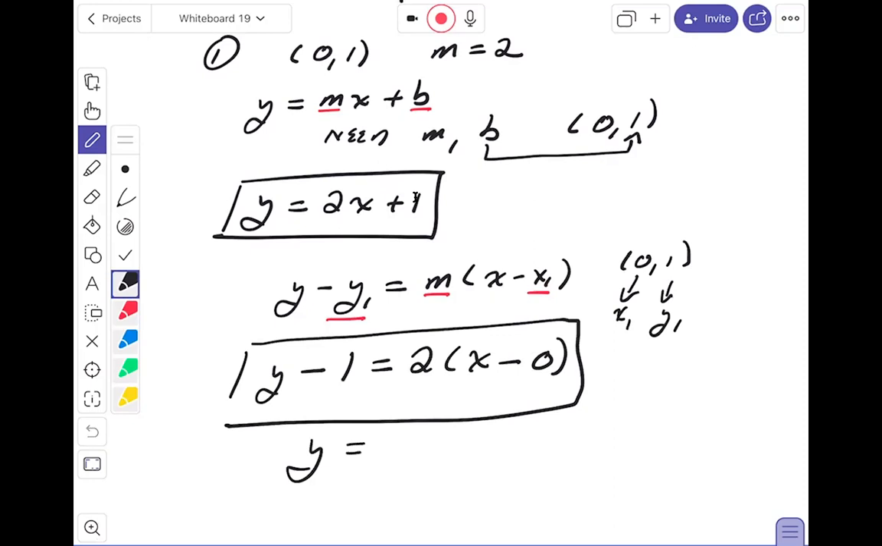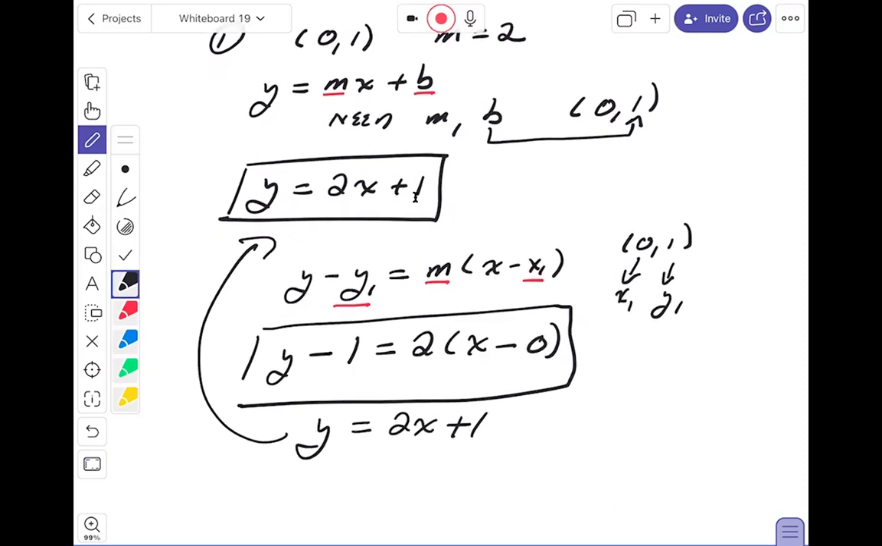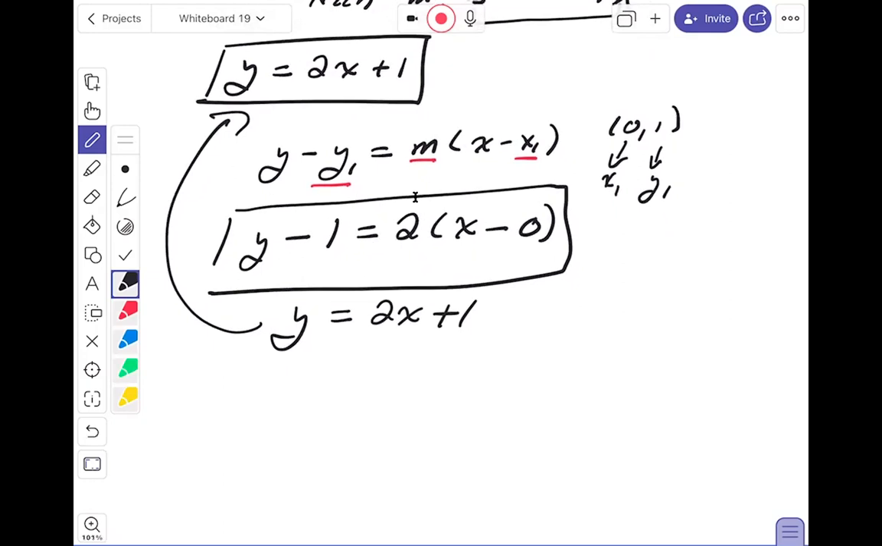Y equals 2x, because I multiply the right side out, add 1 to both sides. Do we get this guy up here? Of course we do. All right, I'm going to write another form down for you. Don't feel obligated to do so, though. So what I'm going to do is solve this equation with a constant. You get minus 2x plus y equals 1.